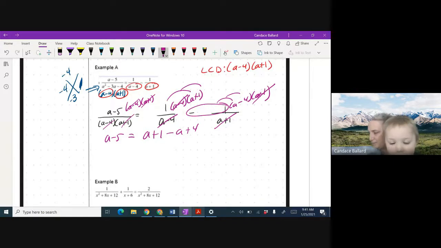All right. So now we're going to solve this. Look, it's not even a quadratic, is it? So we've got the a is gone. We've got a minus 5 equals 5. So a equals 10. Double check to see if that is extraneous by putting it into these guys here.